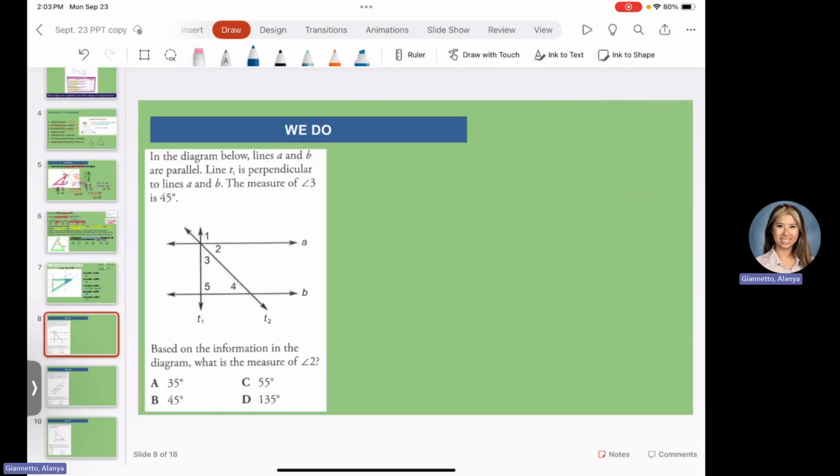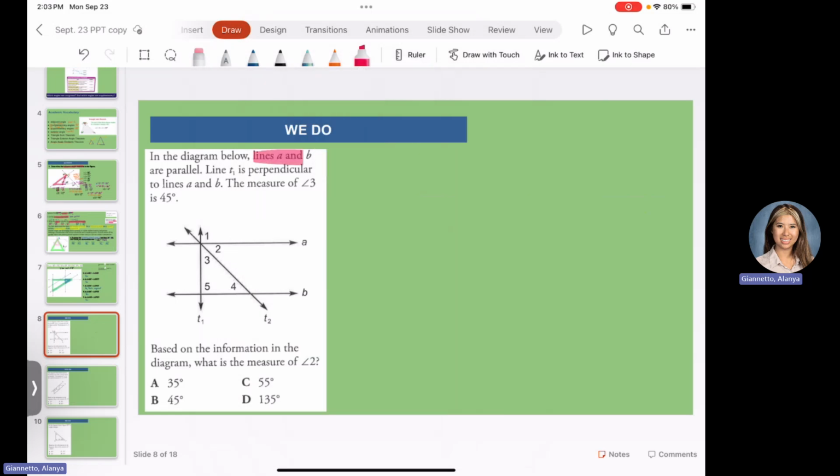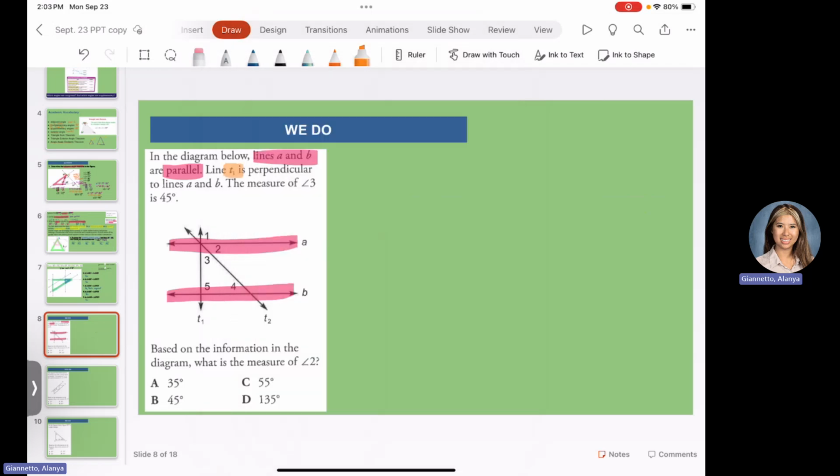Okay, we're going to move on to our first we do. So for this we do, it says in the diagram below, lines A and B are parallel. So you can see lines A and B are parallel. Then it says line T subscript 1 is perpendicular to lines A and B. So that's this one right here, because we also have T subscript 2, which is the transversal.